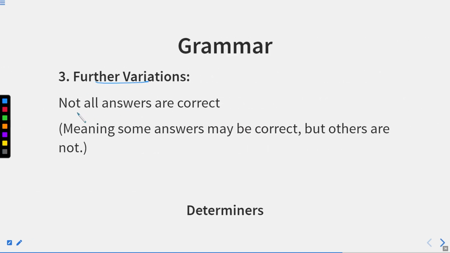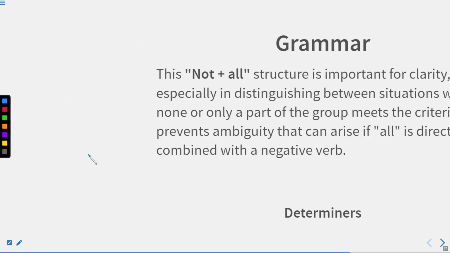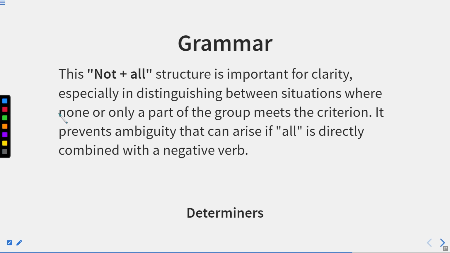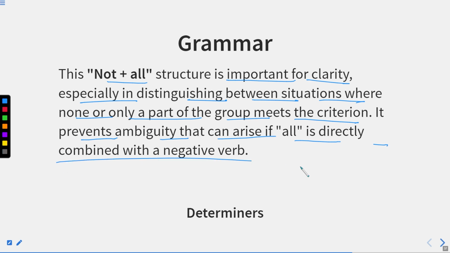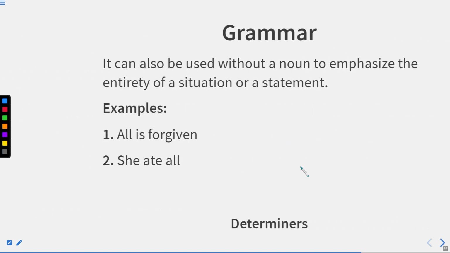Further variations: not all answers are correct. It means some answers may be correct but others are not. And if I say all the answers are not correct, it means not even a single answer is correct. The not all structure is important for clarity, especially in distinguishing between situations where none or only a part of the group meets the criterion. It prevents ambiguity that can arise if all is directly combined with a negative verb.